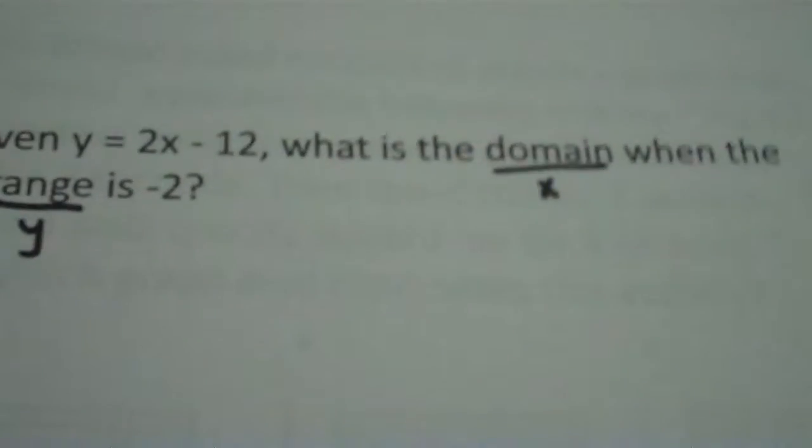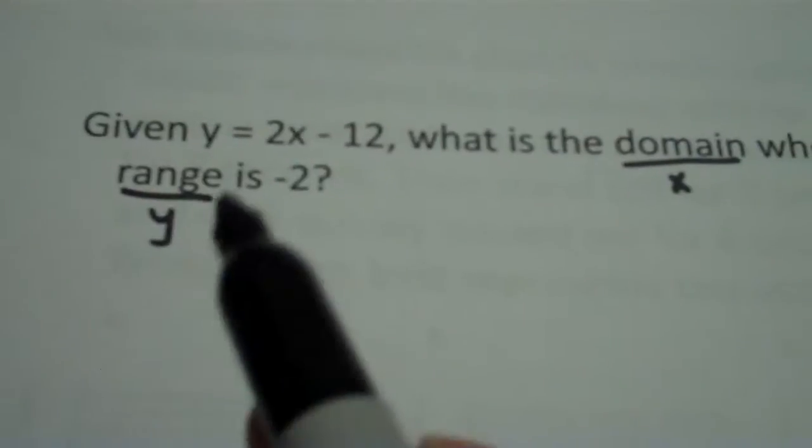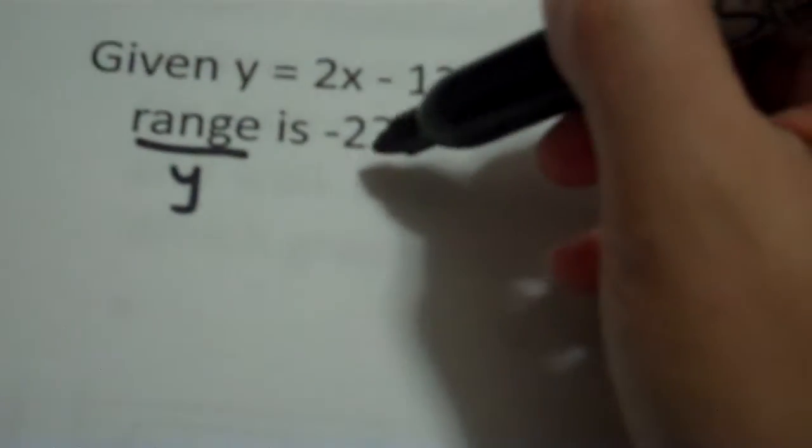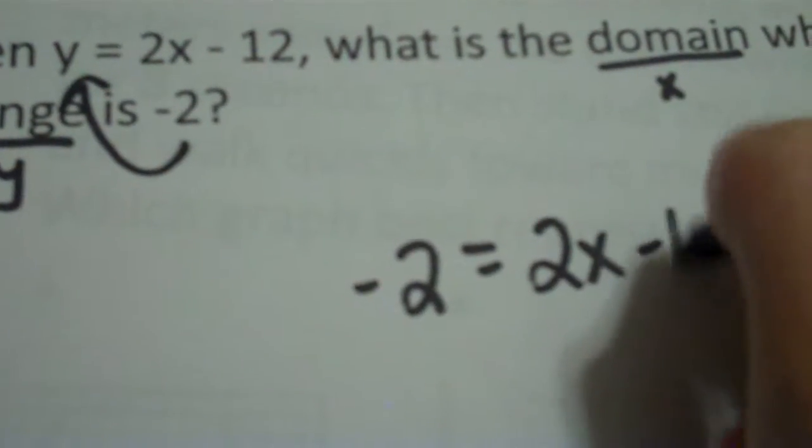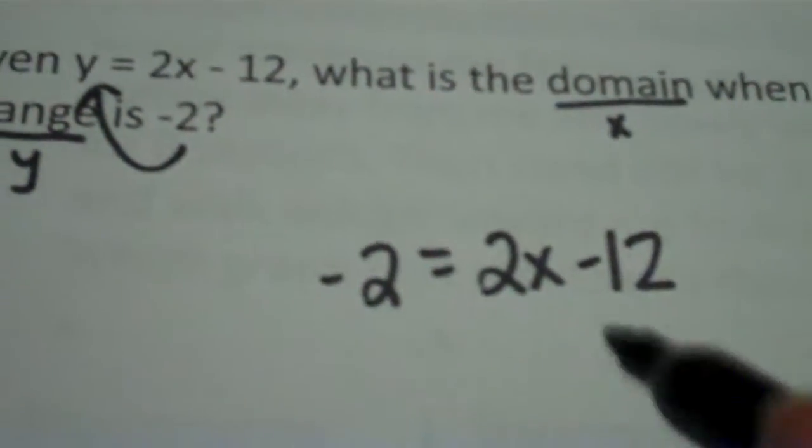When the range, I'm going to underline that, put a y, is negative 2. Okay, so what is x when y is negative 2? So I have to replace the negative 2 where the y is. So you're going to put negative 2 equals 2x minus 12. The biggest mistake kids are going to make is they're going to put that negative 2 where the x is. But you have to read the question very carefully.